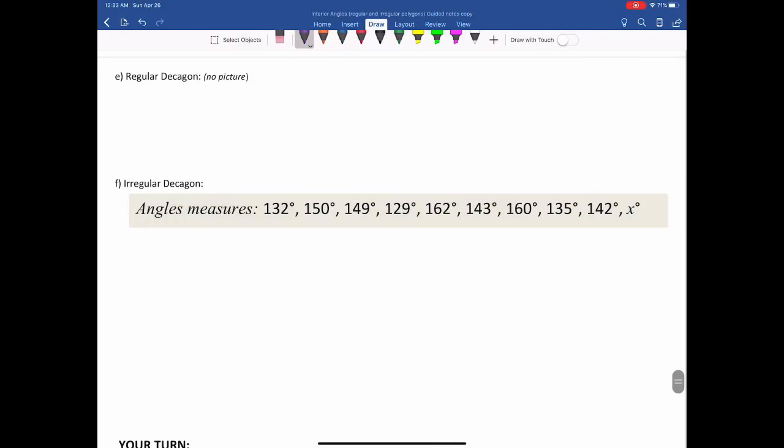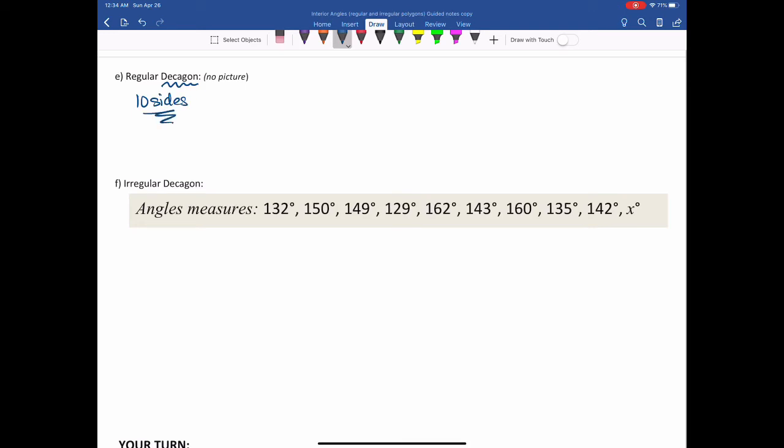Okay, moving on to example E right here. Now this is an example where we don't have any picture to go with it, and you shouldn't need a picture. If you know the general idea of what's going on with regular shapes versus irregular shapes, then you know how many degrees are in them. Now this is a regular decagon. Now a decagon has 10 sides.